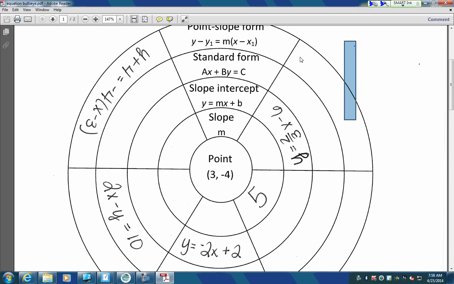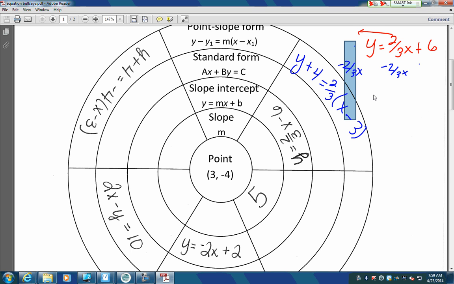So let's see. This one was y plus 4 equals 2/3 x minus 3. Now, if I want to move this into standard form, so I have y equals 2/3 x plus 6. I'm going to move the 2/3 x over to the left, so I'm going to subtract 2/3 x from each side. I've got negative 2/3 x plus y equals 6.